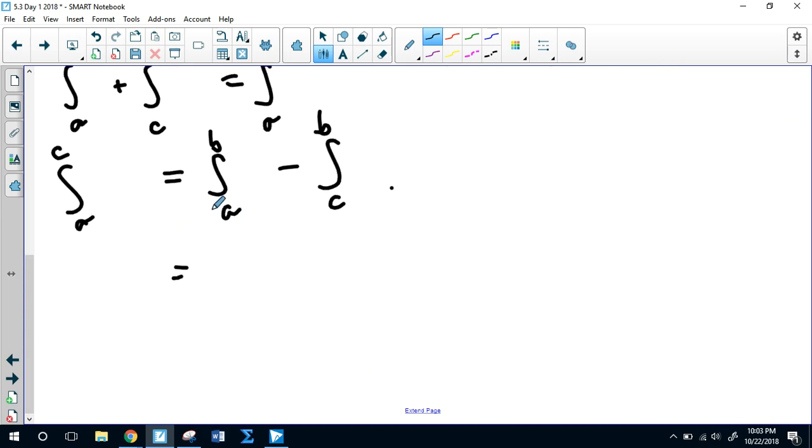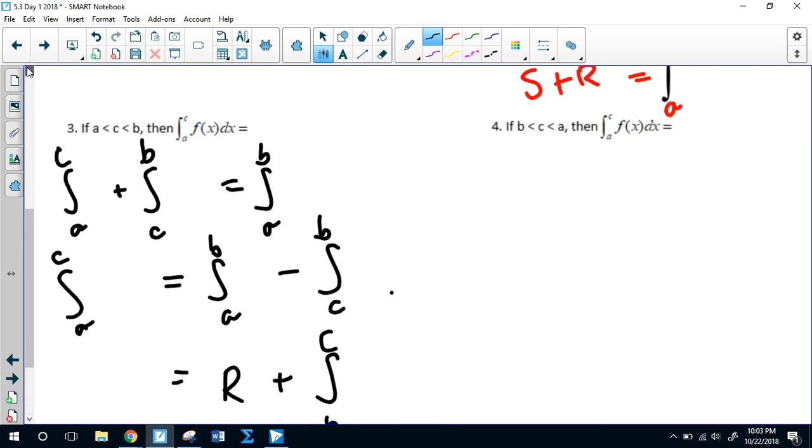Okay, well, we know the integral from a to b is equal to r. And this one, I could switch the order and make it from b to c, but switch the sign as well. So right now it's negative, so make it positive. And the integral from b to c is equal to s. Hope you're catching on to what's going on here.